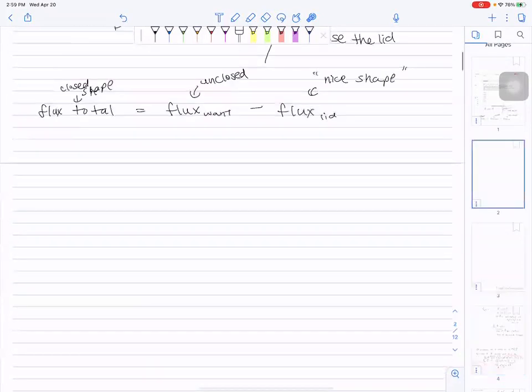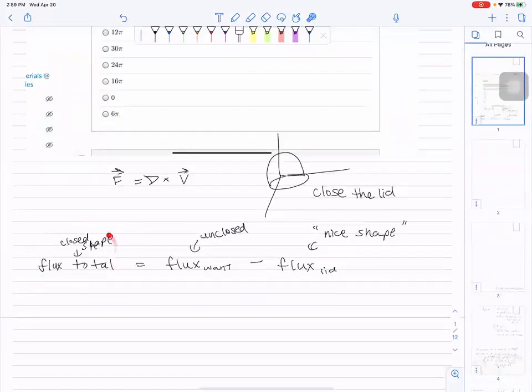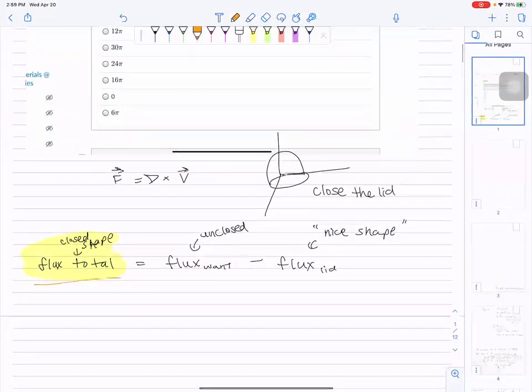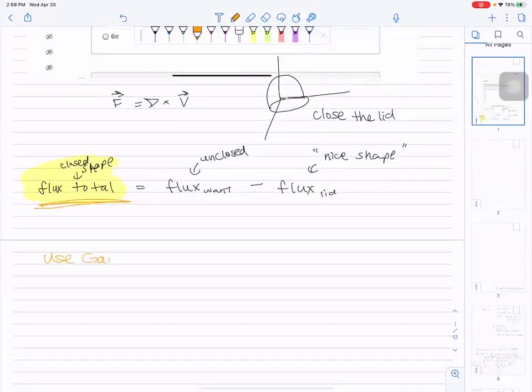Okay, so now back to the question we had. We want the flux of our total closed shape to equal the flux of what we want, which is the unclosed shape, minus the flux of this nicer shape, the lid. So first, how do I find the flux of this total shape? Well, it's closed, so we can use Gauss's theorem.